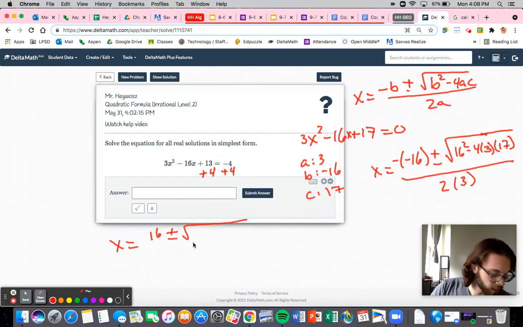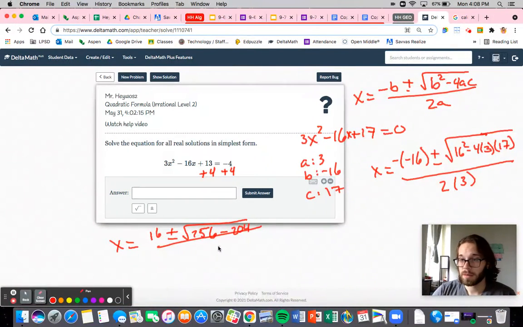what is 16 squared? Just to double check myself, I'm like 99% positive it is 256, but I just made a mistake earlier, so I don't want to do it again. Yep, it is 256 minus 12 times 17, essentially, right? 4 times 3 times 17. It's minus 204 over 6. All right, well, what's this equal to?